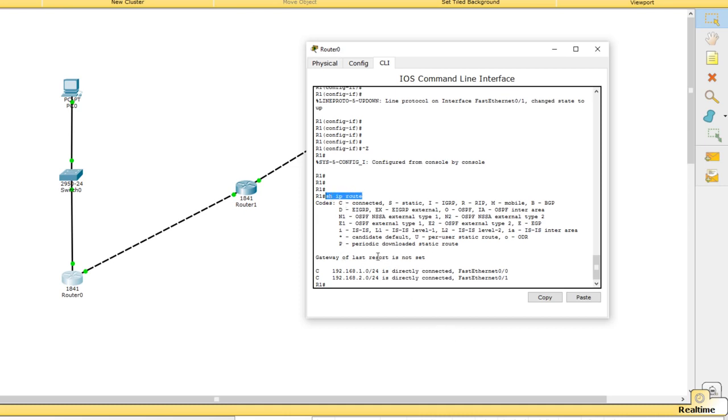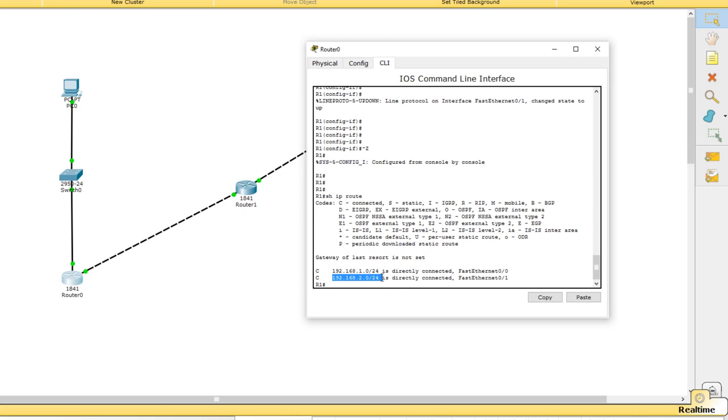Now this is a routing table. So at the moment there are two entries, right? This is just codes for you to identify what these alphabets say. So it says C, and C is directly connected. So we can see that 192.168.1.0/24 is directly connected on FastEthernet 0/0, and 192.168.2.0 is directly connected on FastEthernet 0/1. So at the moment he knows only these two networks, 192.168.1.0 network and 192.168.2.0 network.